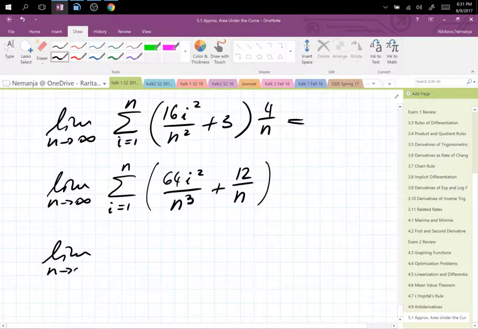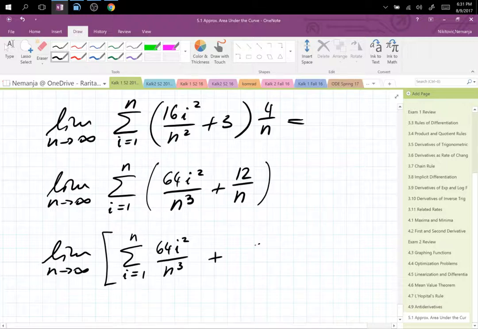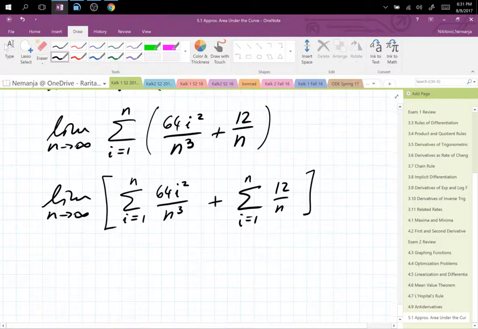So limit n goes to infinity, we'll put these brackets, you get the summation i goes from 1 to n of 64i squared over n cubed plus the summation i goes from 1 to n of 12 over n. Great.